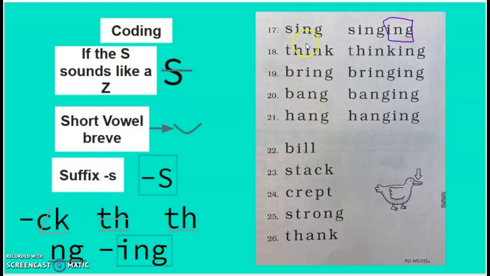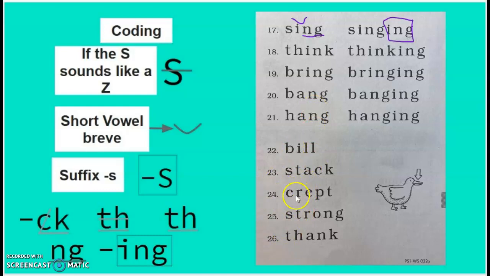Go through and code all these words. Here's number 17 done for you. There's a breve on the i, s, i, ng, sing, ing. Go ahead and code 17 through 21. When you're finished, play the video.